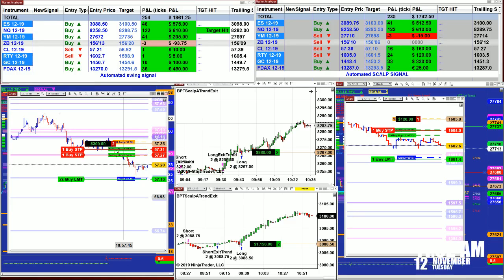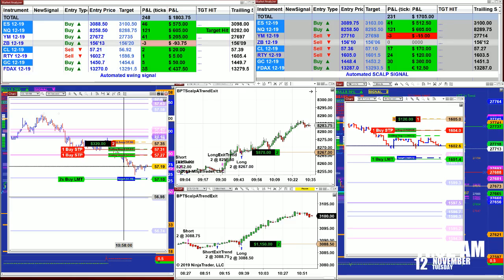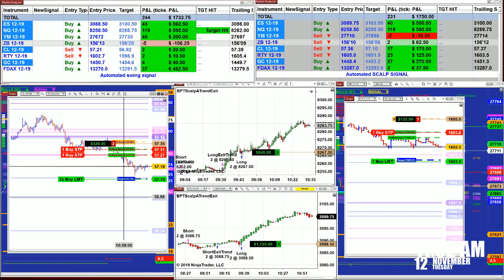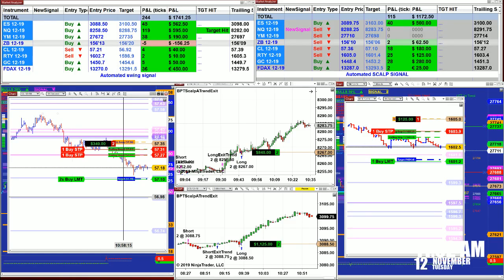Because you don't want to jump in on every bumper in the market. Some of those bumpers are fake movement, and if you cannot see that, that's a problem. So there is a new signal on the scalper sell.